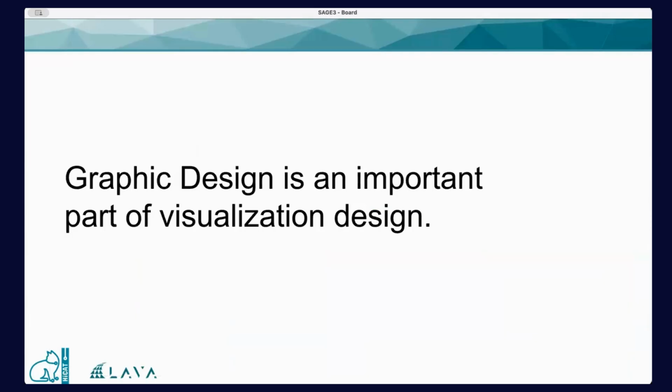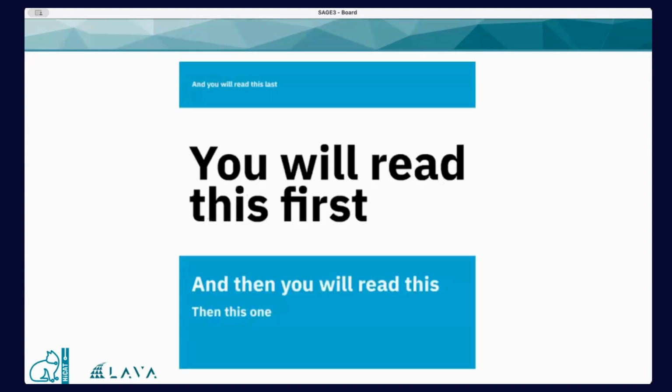Another point that I want to drill into you guys is that graphic design is an important part of visualization design. Again, I talk about this in class. I know that people are not necessarily graphic designers or artists, but there's a lot of fundamental understanding that helps you be aware of what you need to be aware of.